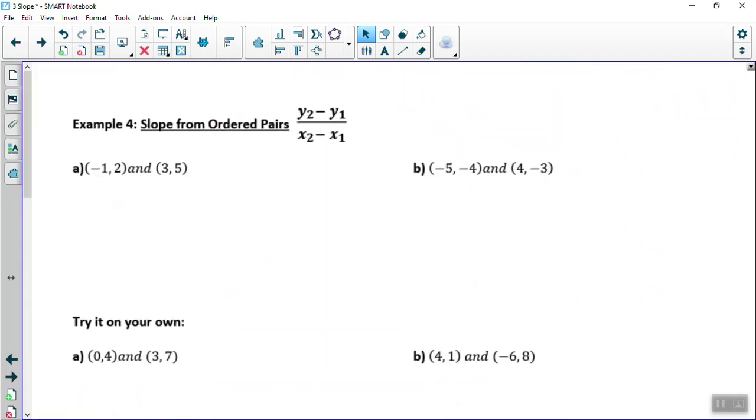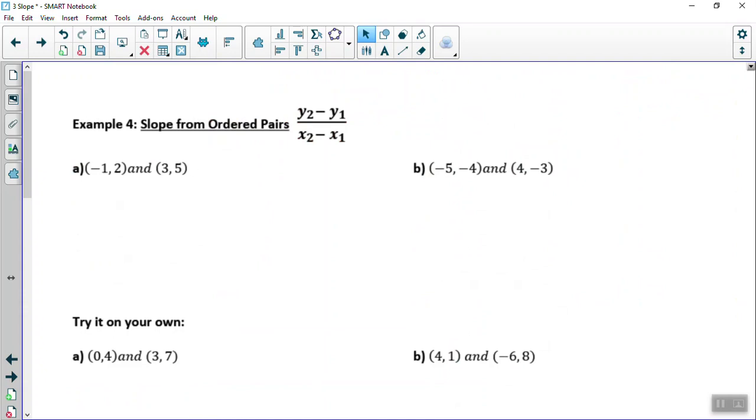Okay, and let's come to our last page. Now we're going to look at how we find slope when we have just 2 points. Okay? We say we're going to use what's called our slope formula, our y2 minus y1 over x2 minus x1.